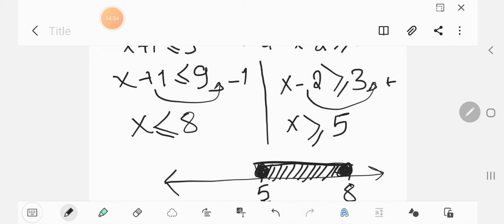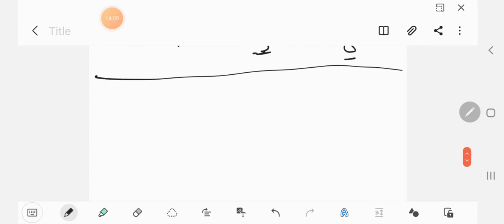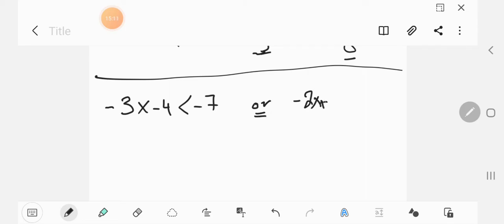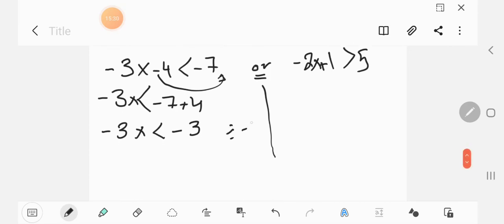Or we can take the "or" side. Negative 3x minus 4 smaller than negative 7, or negative 2x plus 1 greater than 5. Negative 4, don't forget to divide your page. Negative 3x smaller than negative 7 plus 4. So negative 3x smaller than negative 3, divided by negative 3. X equal 1.